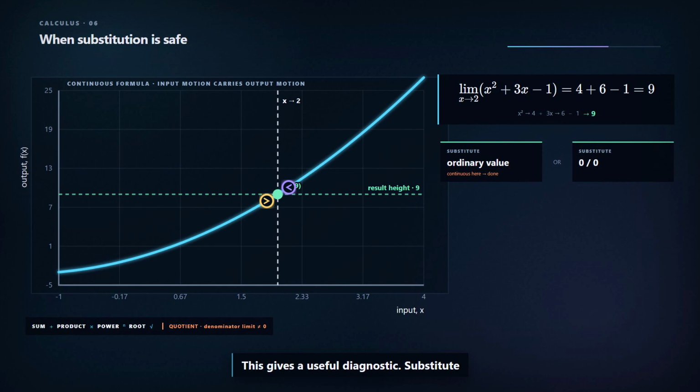This gives a useful diagnostic. Substitute the target first. If an ordinary number appears and the expression is continuous there, the limit is found. If 0 over 0 appears, do not report 0 and do not stop. 0 over 0 is an indeterminate form. It tells us that different nearby behaviors are still possible, and the expression needs to be revealed in another form.